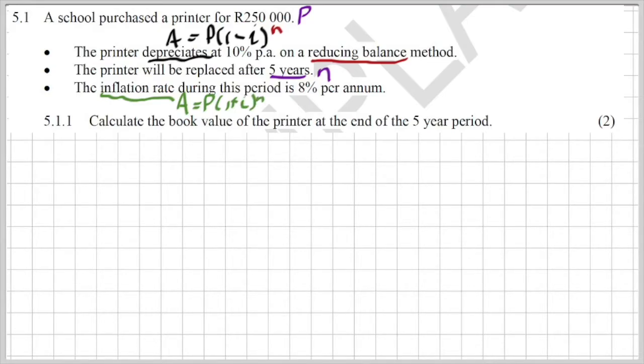The most important thing, ladies and gents, is picking the right formula. If you pick the wrong formula, you are going to get 1 out of a possible 2 or 3 marks.